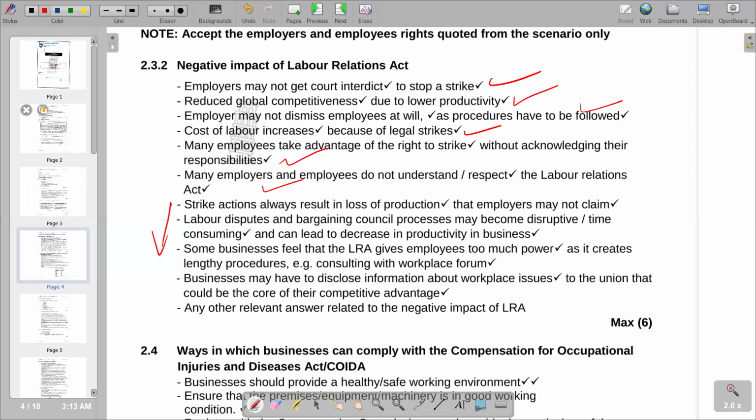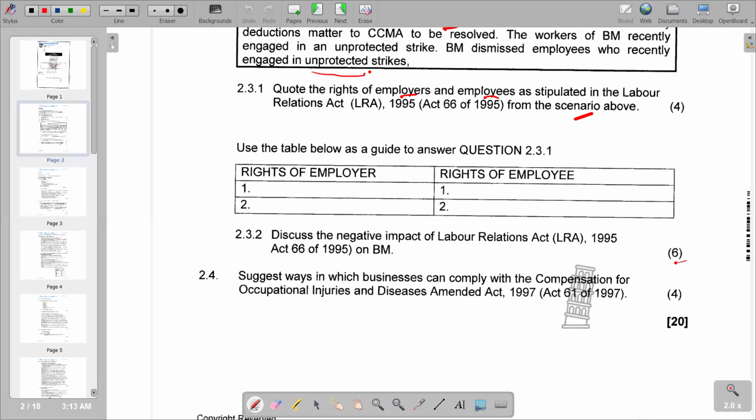Then we go to the next question. The next question is 2.4, which reads: suggest ways in which businesses can comply with the Compensation for Occupational Injuries and Diseases Amendment Act, that is Act 61 of 1997. You would see that the Compensation for Occupational Injuries and Diseases Amendment Act aims to provide for compensation for disablement caused by occupational injuries or diseases sustained or contracted by employees in the course of their employment. So basically, that's one of the aims that we have of COIDA.